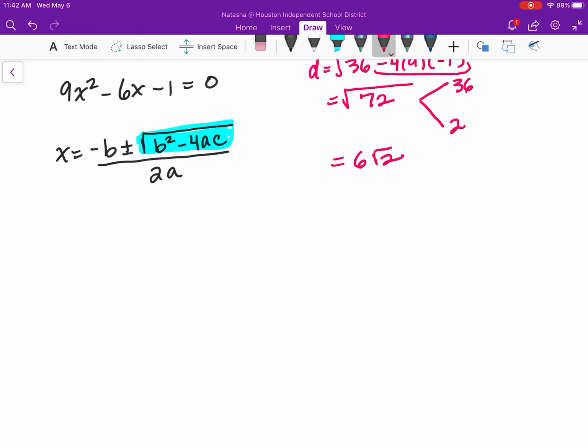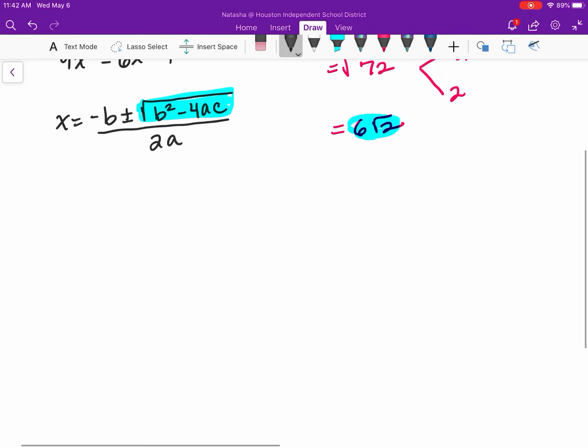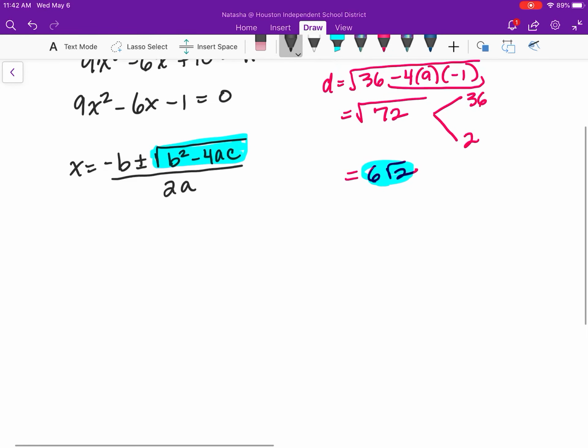So now, this is what I'm going to put in place of my discriminant here, and I'm going to rewrite this. So this is going to become x is equal to, our b is negative 6, so that's going to become positive 6, plus or minus 6 square root of 2, and that's all over 2 times a. Our a is 9, so that's going to be 18.